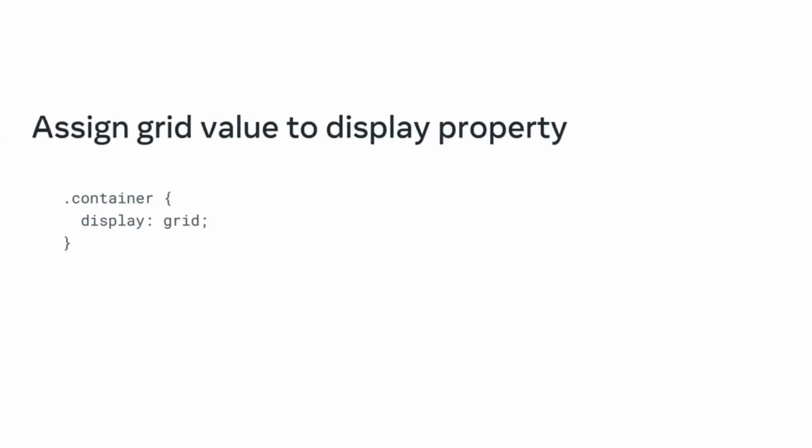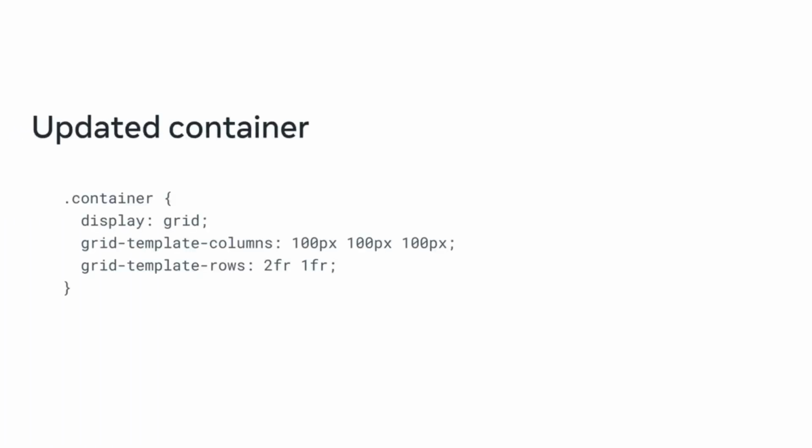Set the properties of the container class by first assigning a grid value to the display property. The display property is also used to set display types for other designs such as flex, block, inline, and so on, and it's usually a part of container elements inside our code. The updated container now has the display property value set to grid and the property values configured for 3 columns and 2 rows. That's 2 changes from the previous configuration.